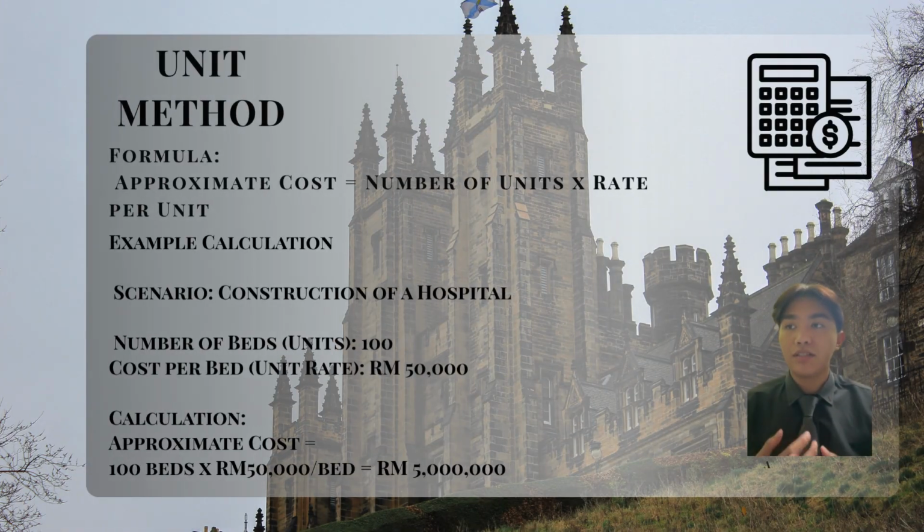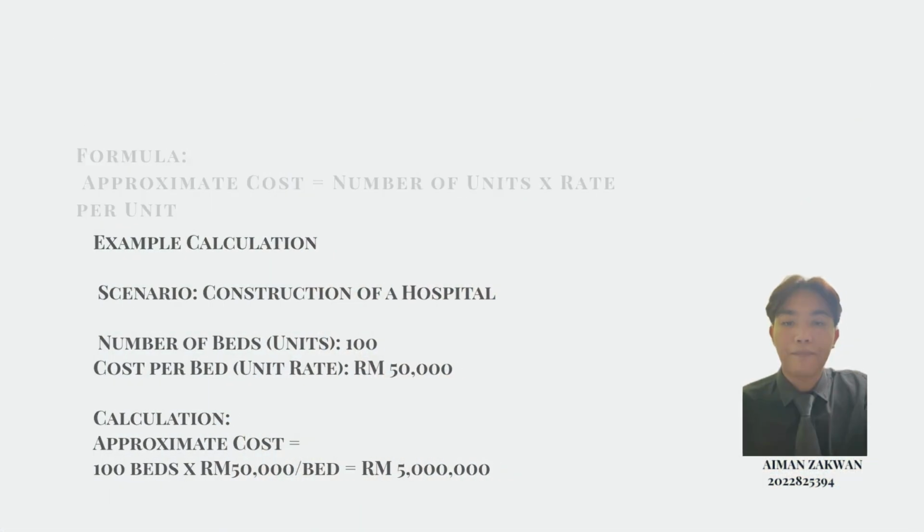For the unit methods, the formula of approximate cost is number of unit times rate per unit. Take a construction of a hospital, for example. There are 100 units of bed required for one hospital, and the cost per one bed is 50,000 ringgit. So to approximate cost, for the unit method is 100 bed times 50,000 ringgit per one bed, where the answer will equals 5 million ringgit for the entire hospital's bed.